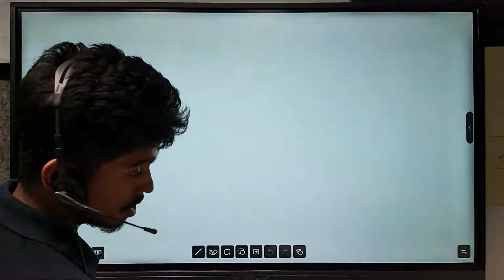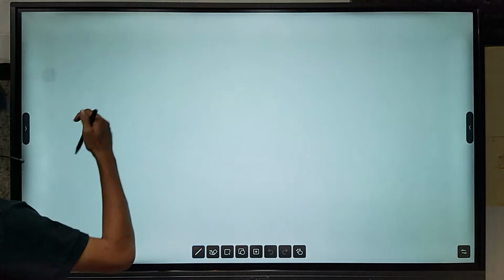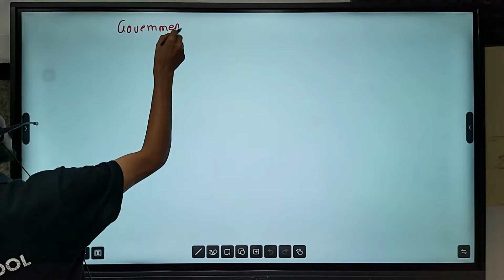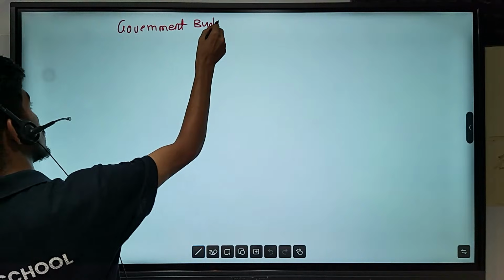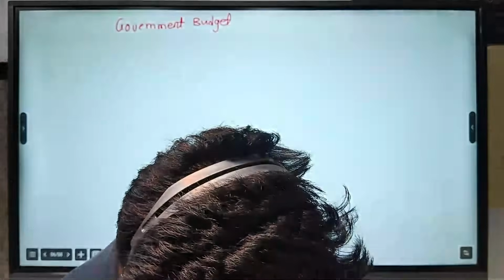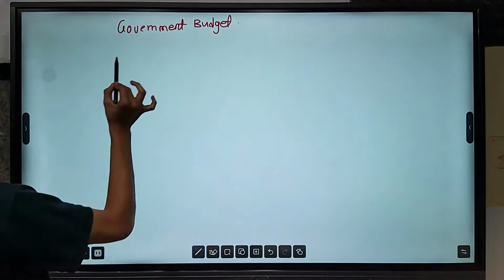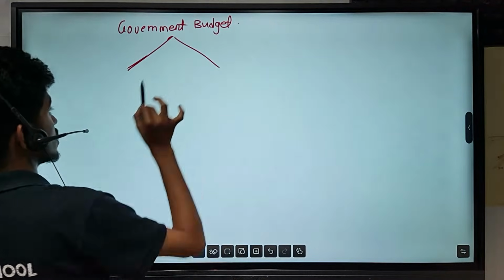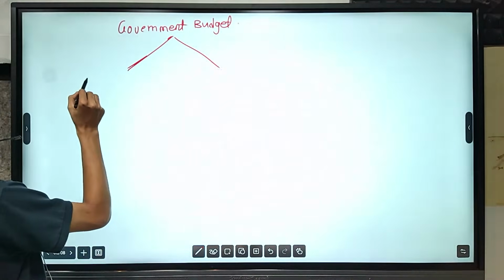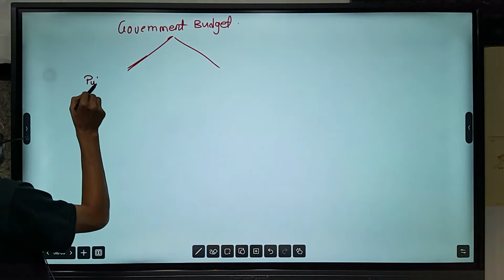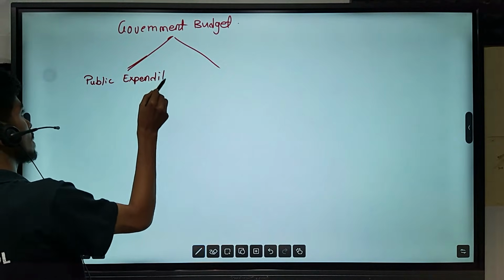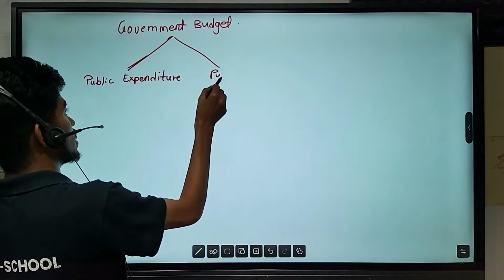Okay, now we'll take another question, that is, you have to explain government budget. What is government budget? Sources of government budget. So under government budget, you have to first remember that government budget is composed of two things: public expenditure and public revenue.